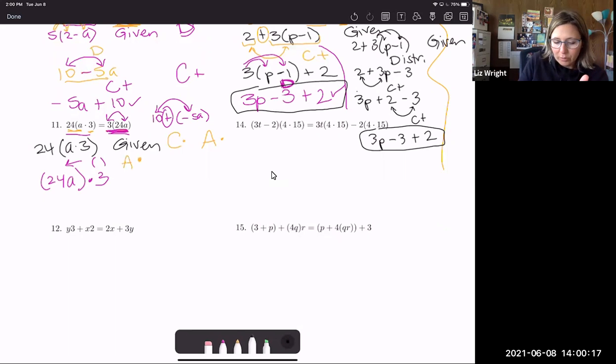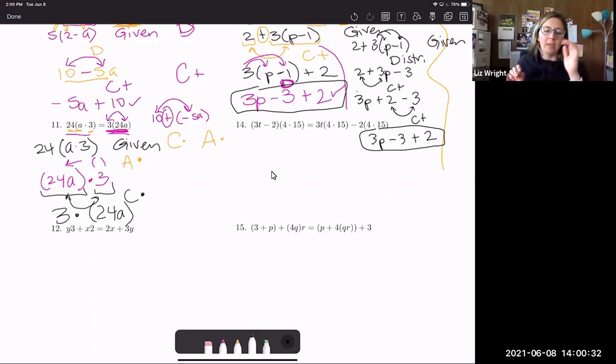So now I'm going to do my commutative of multiplication, and I'm going to get 3 times the quantity of 24A. And that is commutative of multiplication. So one thing I want to point out is that this is the one.